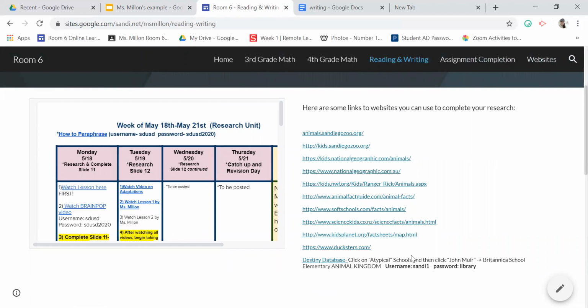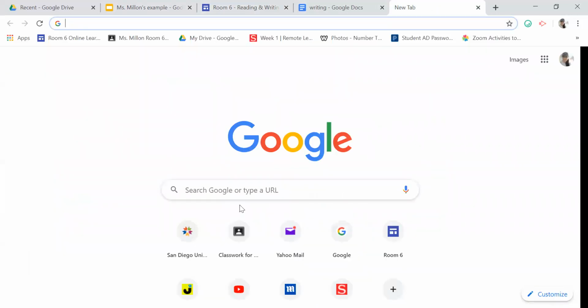So if you can't find a ton of information on your animal with the sources that Miss Millon has given you, they're also on slide 5, then what I would do and what I'm going to show you today is I would go to maybe like Google and I would type in a keyword that relates to the research we're going to do today.